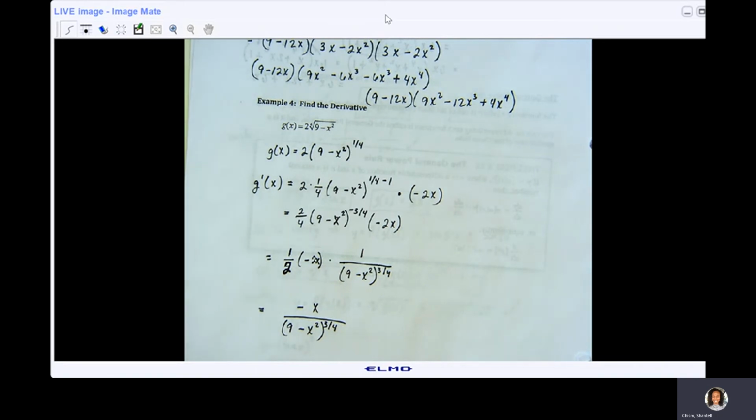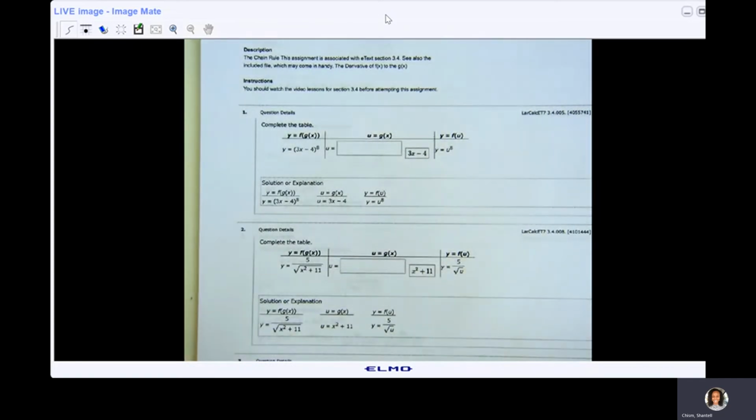Alright, let's see what our homework looks like here. So the first few problems, I'm going to walk through some of these. The first few problems are asking you to complete the table. Basically, it wants you to decompose the function.